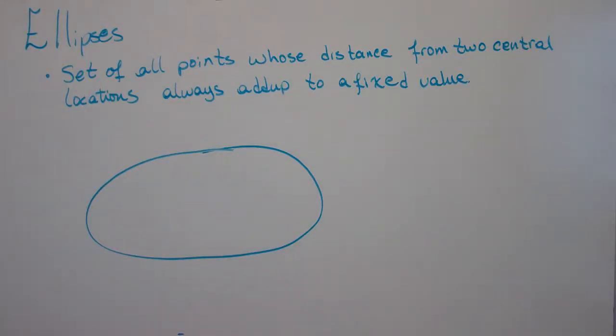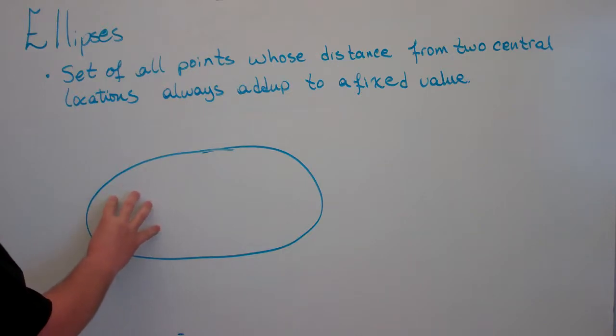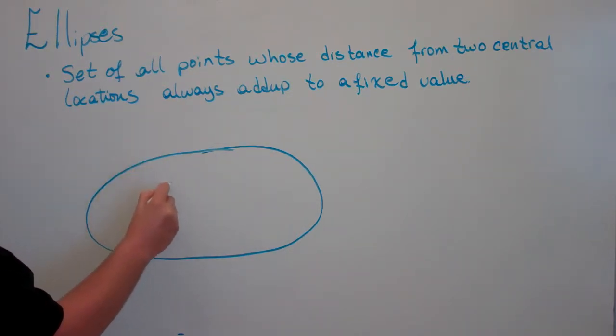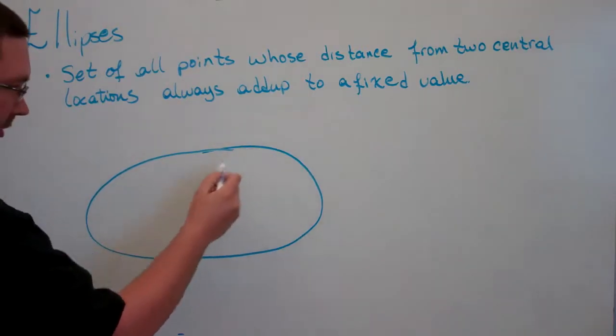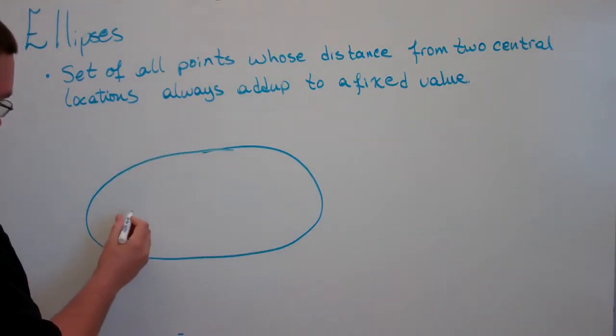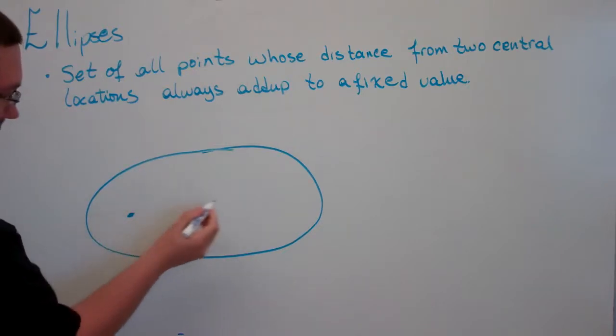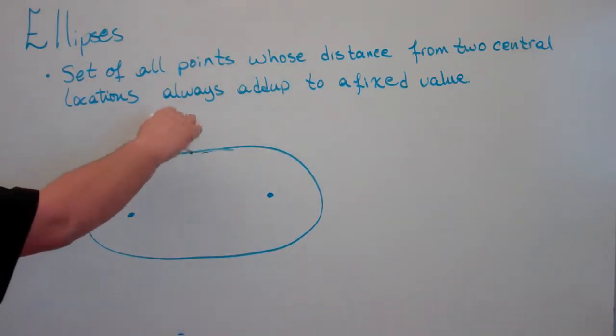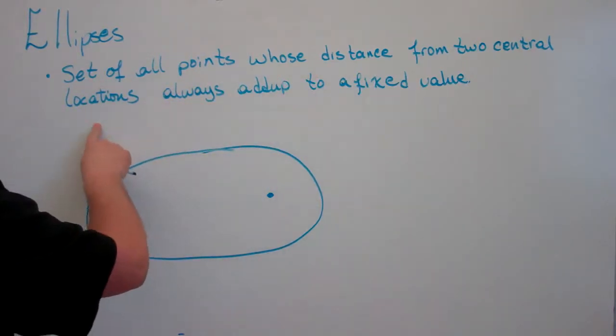So in this video, we're going over ellipses. Ellipses are, by definition, the set of all points whose distance from two central locations always add up to a fixed value. If you can imagine two circles on the end of this ellipse, if you have one here and one over here, and then of course they're connected, if you were to take the center point of those two circles, those are the two central locations.